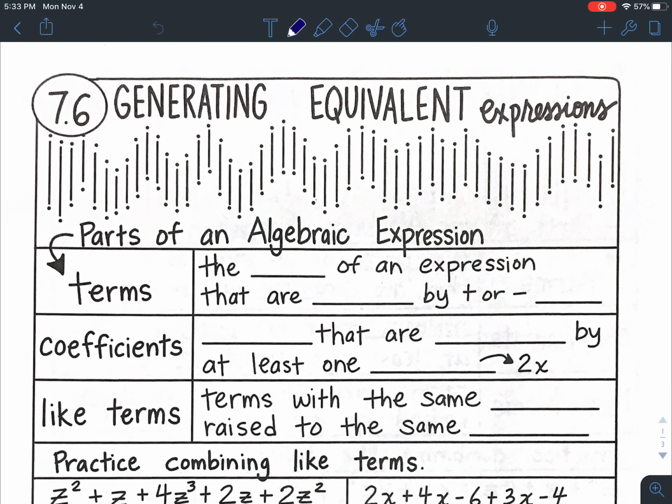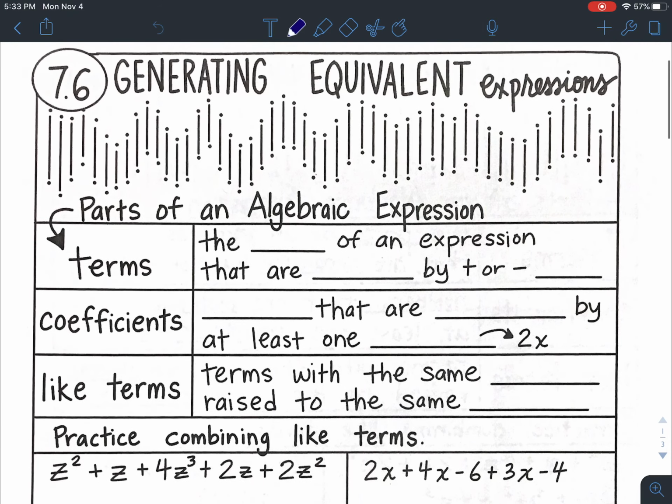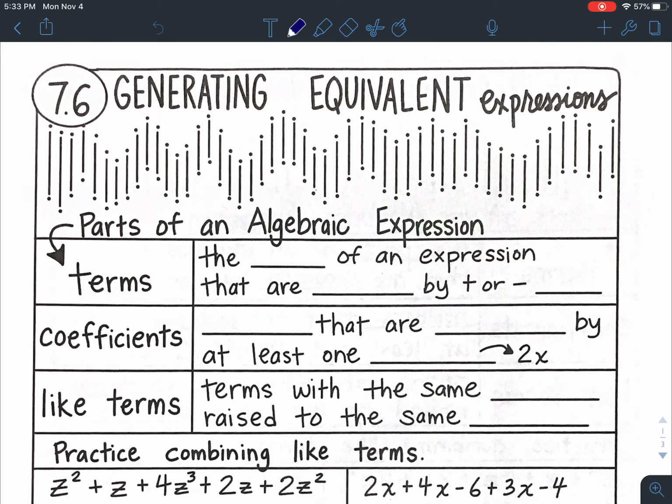Hey guys, so today we're starting a new unit. Today we're going to focus on generating equivalent expressions, mainly focusing on combining like terms. So before we get there, let's talk about some vocab and parts of an algebraic expression.